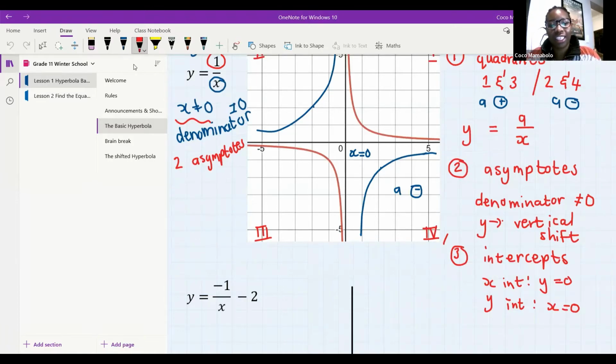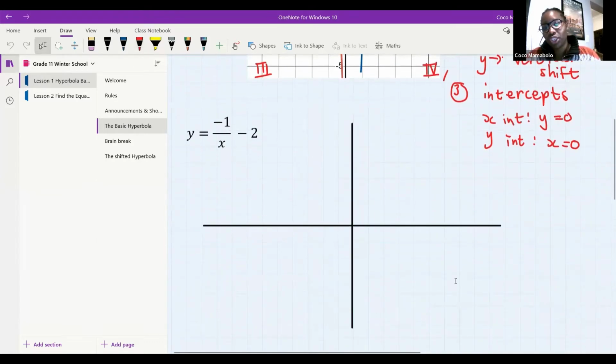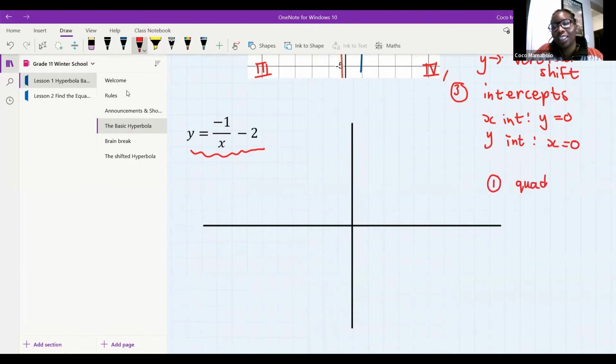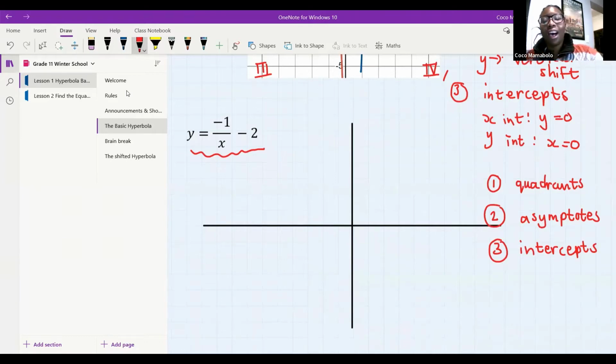We're going to be looking at this particular function over here: y is equal to -1 over x minus 2. What I want you guys to do for me is, number 1, find me the quadrants. You can pop the answer in the chat for me. Number 2, find me your asymptotes. And number 3 is your intercepts. In this particular one, we are going to have an intercept because my graph has shifted, and we're going to talk about how my graph has shifted.